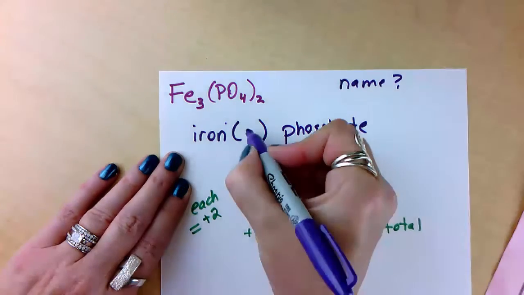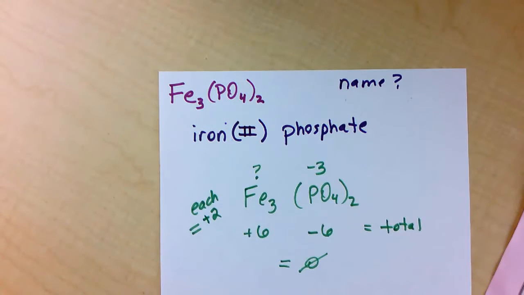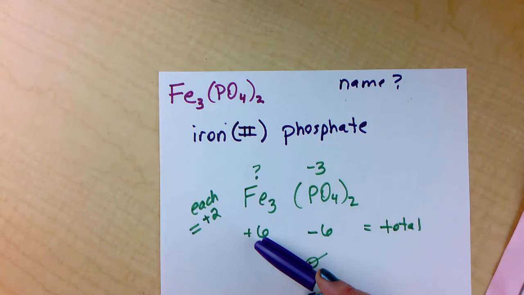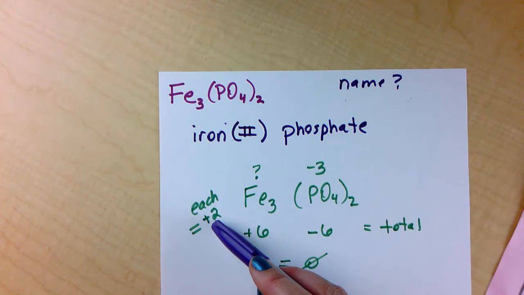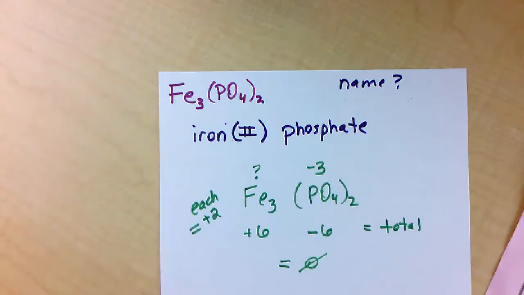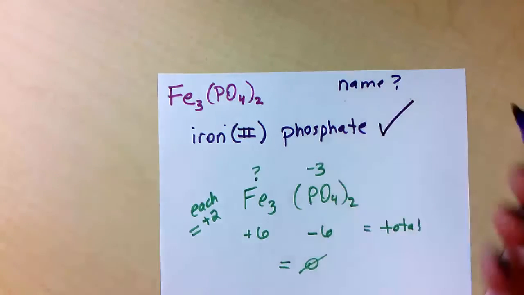And it's the charge on one of them that goes in the parentheses. So this is iron(II) phosphate. That is how we get the 2. We work backwards by knowing the nonmetal's charge, looking at the total, figuring out the total on the metal, figuring out what the metal is individually. The individual charge on the metal is what goes in the parentheses. The name is iron(II) phosphate. That was a tough one.